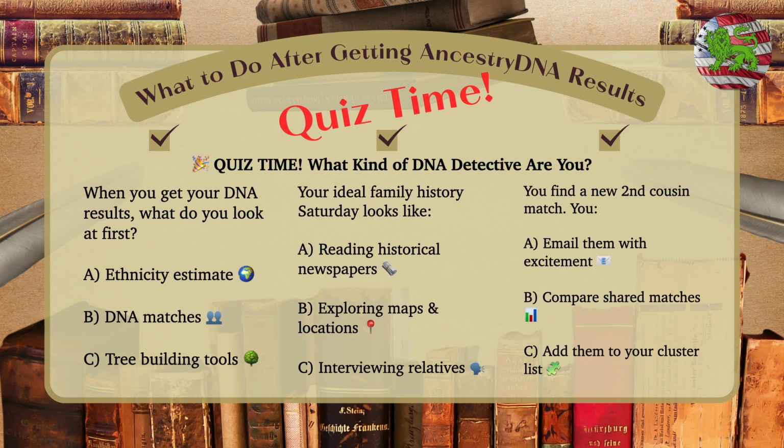Your ideal family history Saturday looks like: A, reading historical newspapers; B, exploring maps and locations; C, interviewing relatives. Okay, got your answer? Great. Number 3, find a new second cousin match. Ooh, you found a new match. You: A, email them with excitement. Hey, I'm here. B, compare shared matches and say, look, we've got all this in common. Or C, you add them to your cluster list.